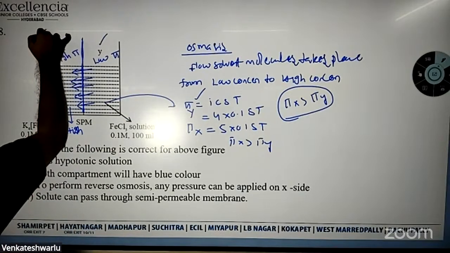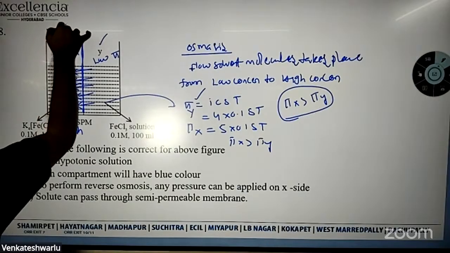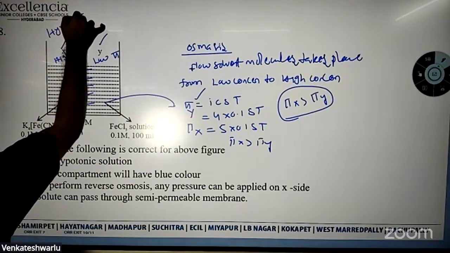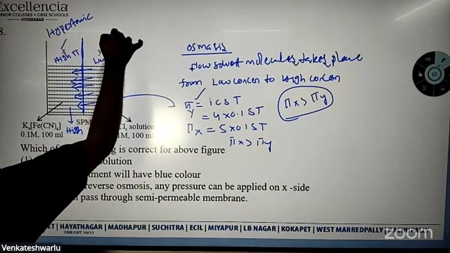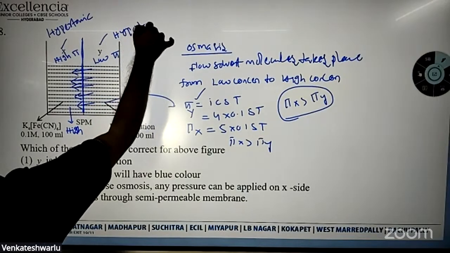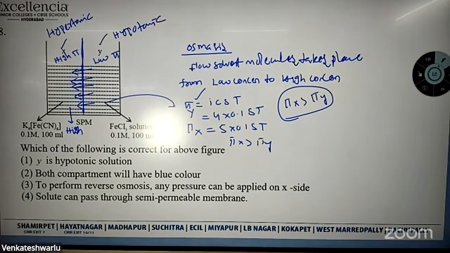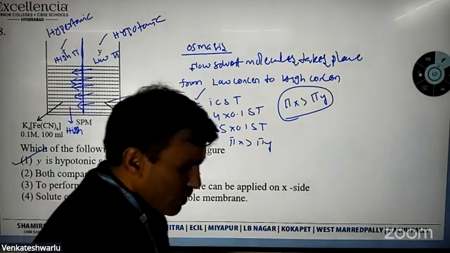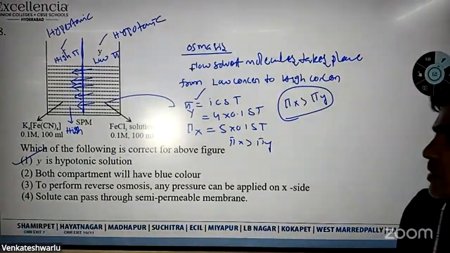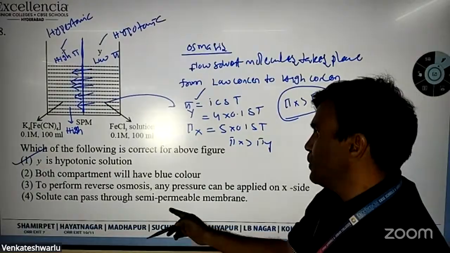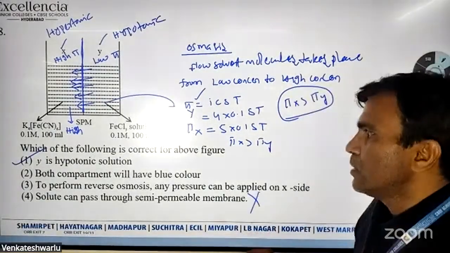So this is called hypertonic. High pressure solution is called hypertonic, and low pressure is called hypotonic. Which of the following is correct? So Y is a hypotonic solution. So solute can pass through the semi-permeable membrane is the wrong option.